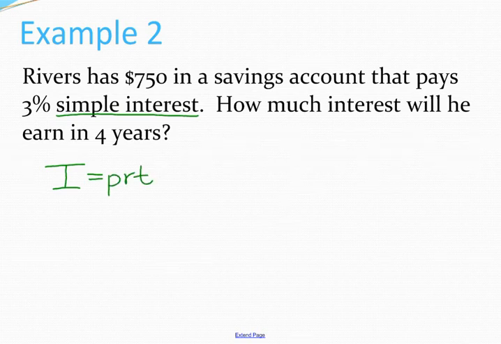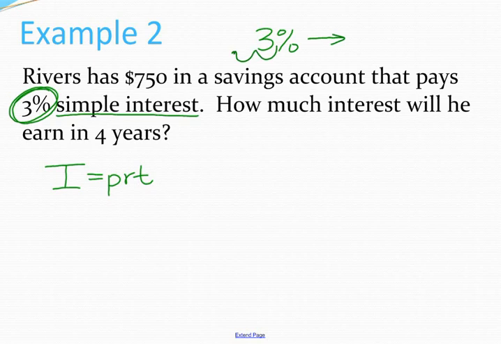And we start by converting our percent, 3%, into a decimal. 3% changes into 3 hundredths. Please remember that if the decimal is not in the problem, it's behind the number there. Okay? The second thing we want to do is fill in what we know. Rivers has $750 in his savings account. That's his principal. That's how much money he started off with.